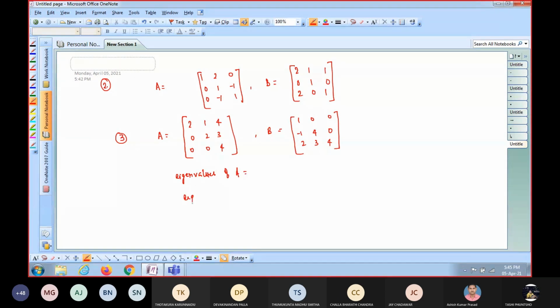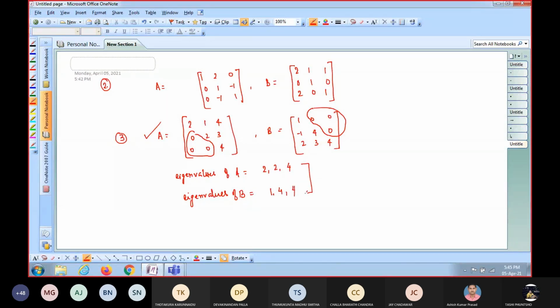Tell me, what are the eigenvalues of A? See, what is A? Look at the entries. A is a triangular matrix, so the eigenvalues are just the elements on the diagonal. And the same is happening here: B is also a triangular matrix, so the eigenvalues are the diagonal elements.